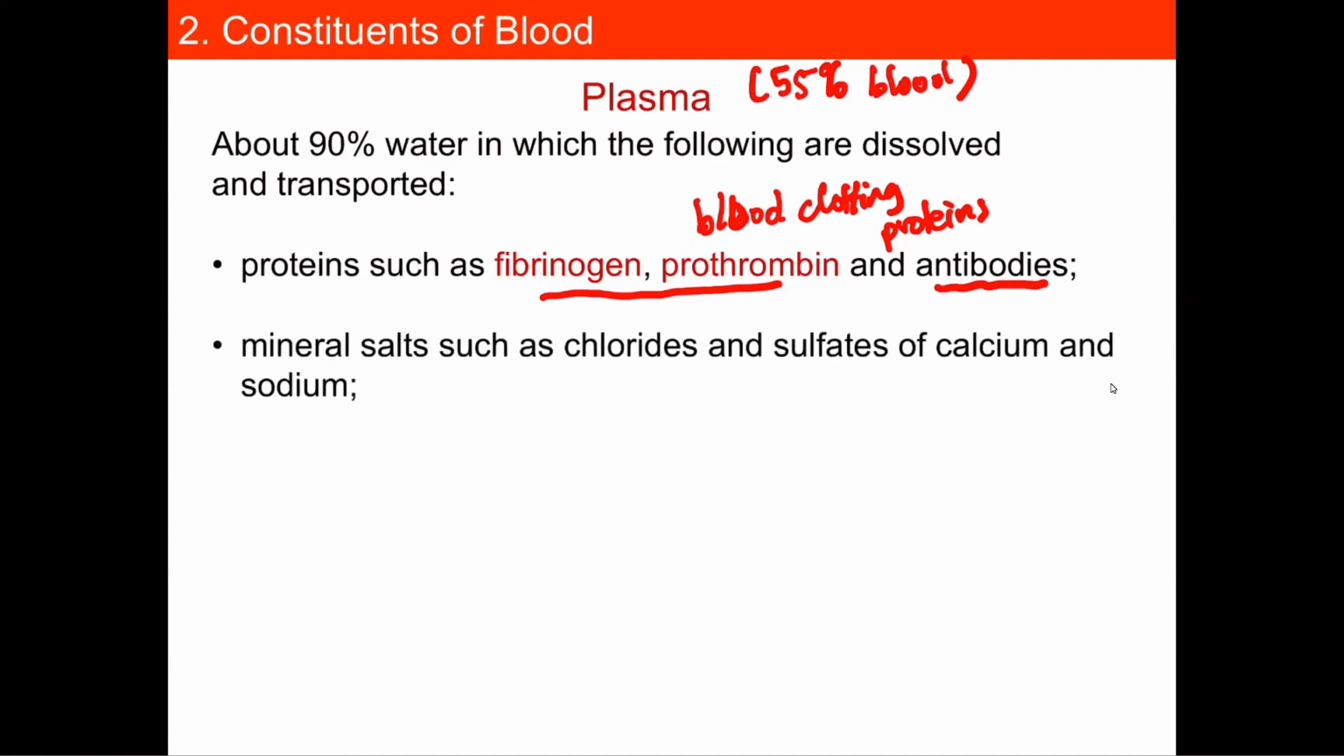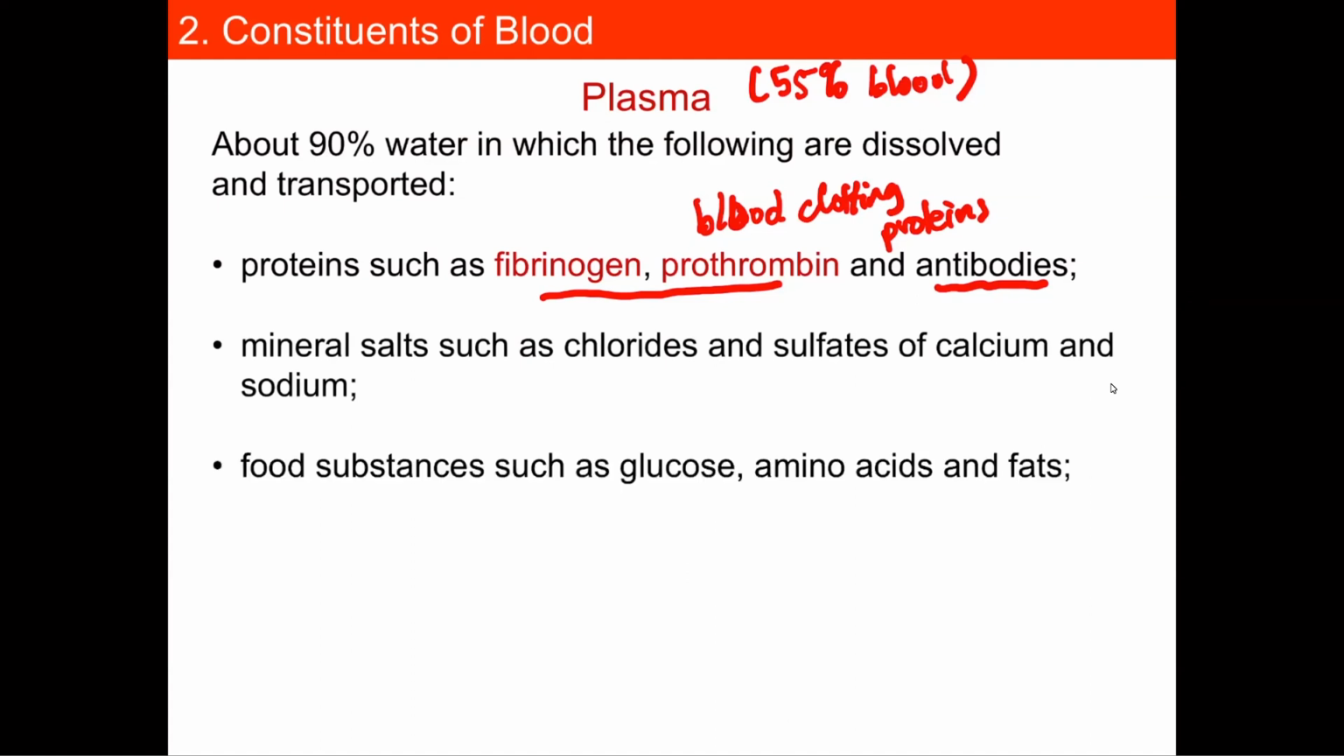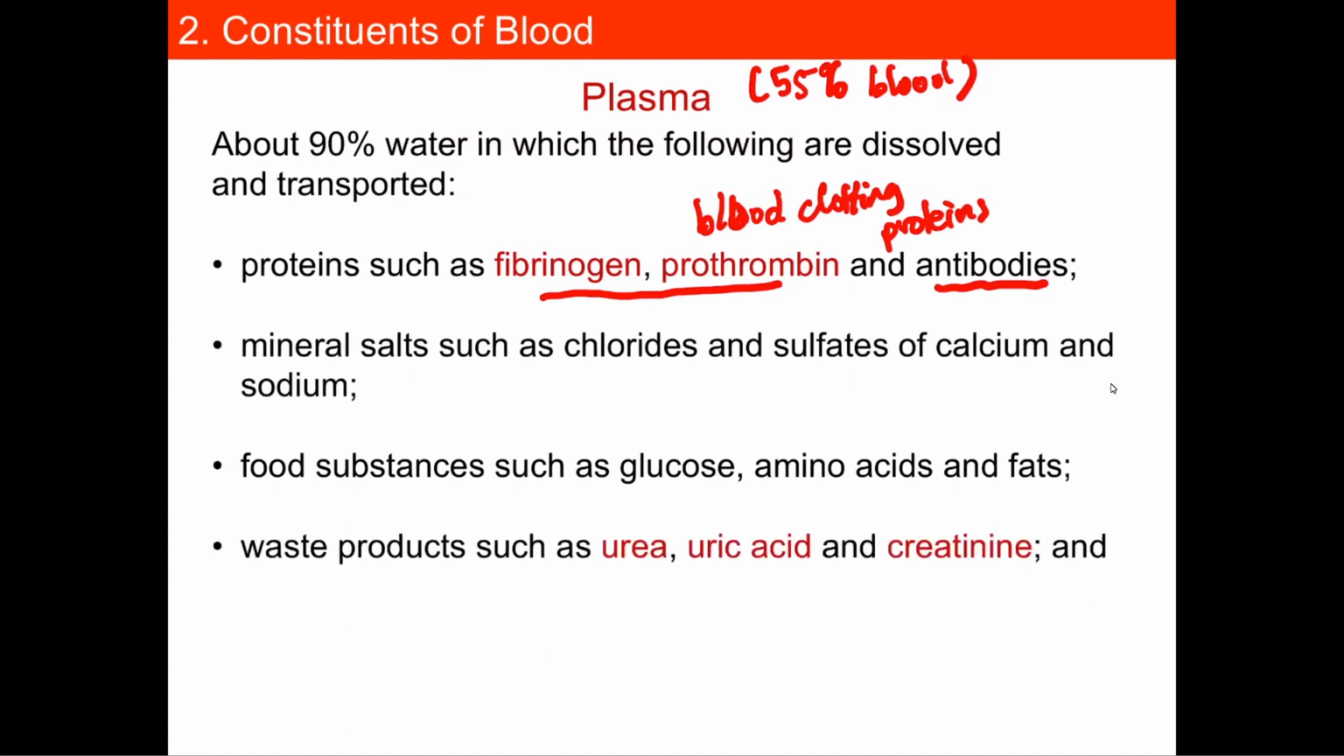Then we have salts such as chlorides and sulfates of calcium and sodium. These are basically salts that are needed for our body to function properly. And we have food substances such as glucose, amino acids, as well as fats. Now the blood, which has mostly plasma, also carries waste products such as urea, uric acid, and creatinine.